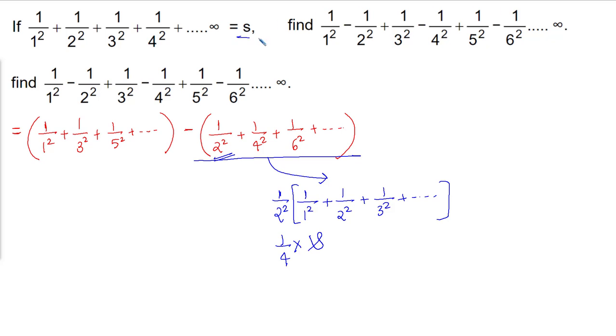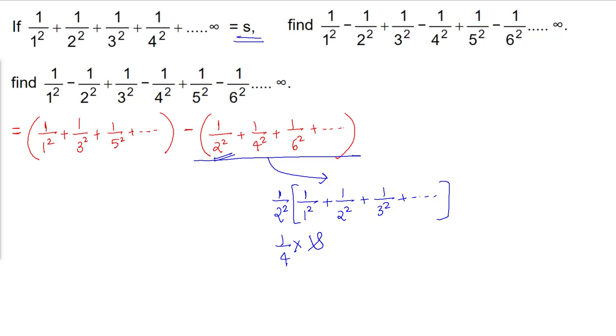We know the value of s is equal to how much? The value of s is equal to 1 by 1 square plus 1 by 2 square plus 1 by 3 square and so on. So the value of this second bracket becomes how much? 1 by 4 into s. So as we converted the second bracket into s, in a similar manner we need to convert the first bracket into s. Let's see how we can do this.